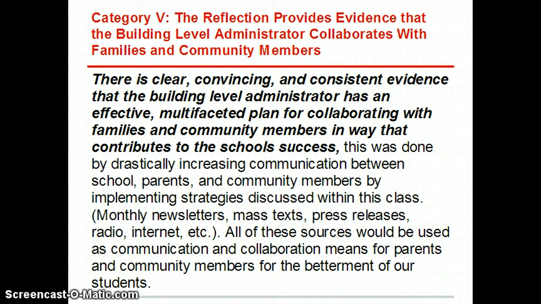Monthly newsletters, mass texts, press releases, radio, internet, etc. All of these sources would be used as communication and collaboration means for parents and community members for the betterment of our students.